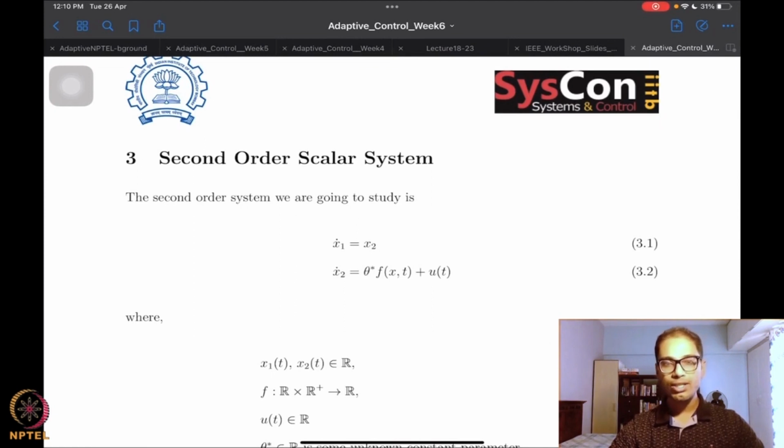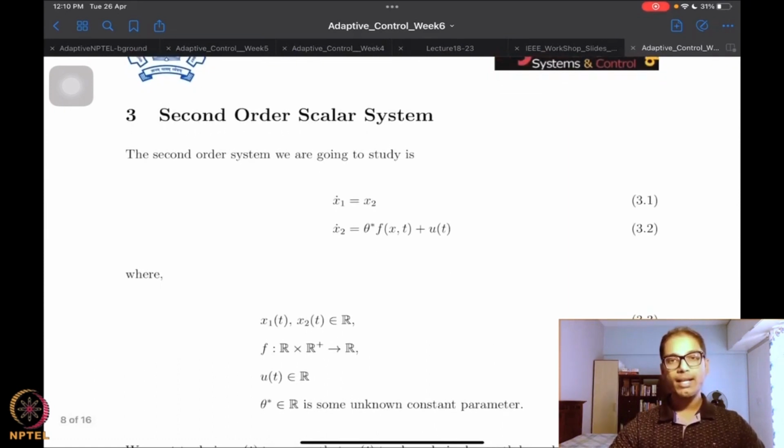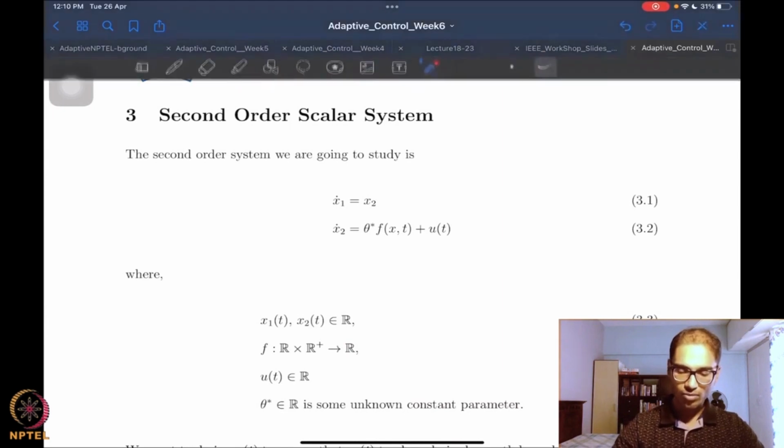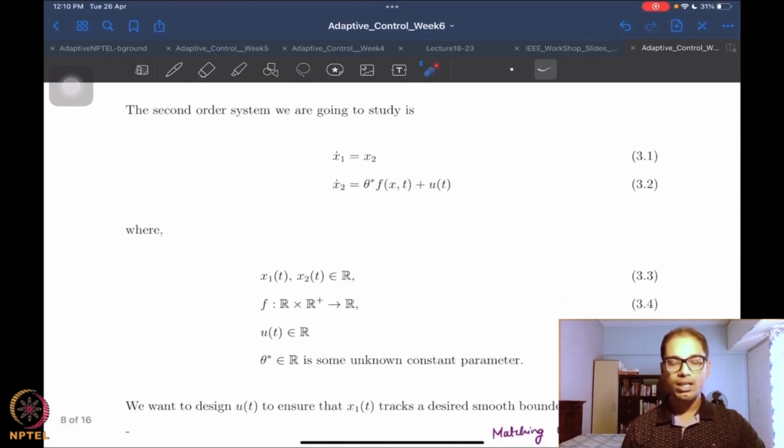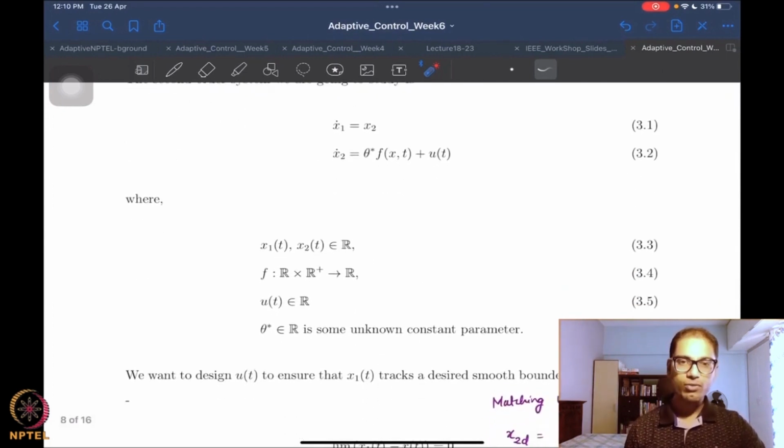At the end of the last session, we started looking at a second order scalar system, which is not significantly complicated. What we do here is just add an integrator to the standard first order dynamical system. And as usual, we have x1 and x2 evolving in the real number field, and control also takes values in real numbers, and the parameter is also real valued. So this is essentially a scalar second order system.